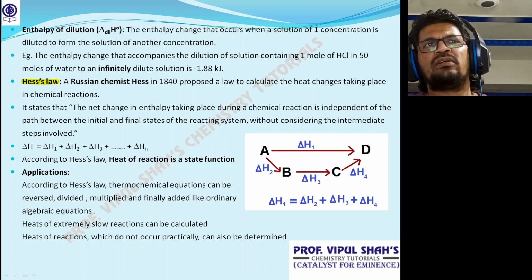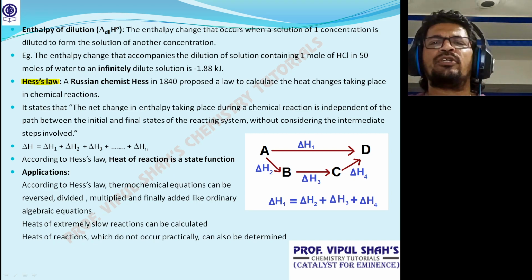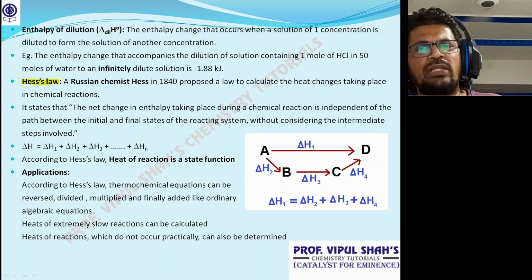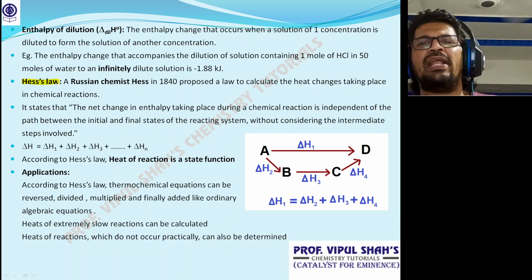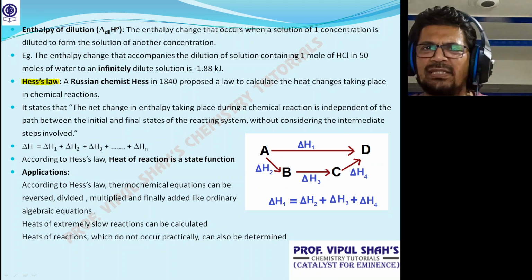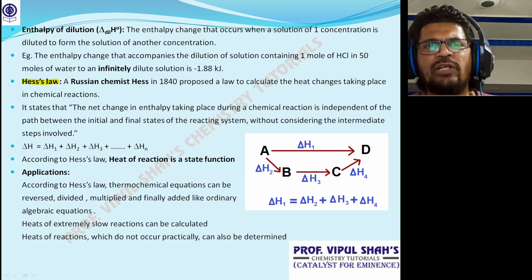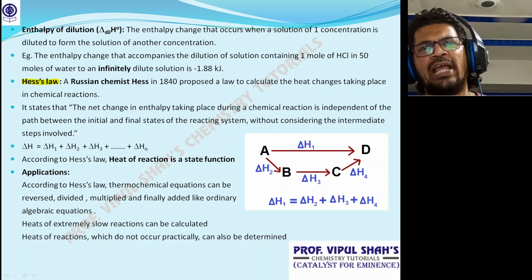What is Hess's law? It's basically constant heat summation, the amount of heat exchanged in a chemical reaction. If the reaction takes place in one step or in multiple steps, the net enthalpy change will always remain the same. So Hess's law is basically nothing but the law of conservation of energy, and according to Hess's law, delta H, the enthalpy change, is a state function. Its value will only depend on its initial state and final state.